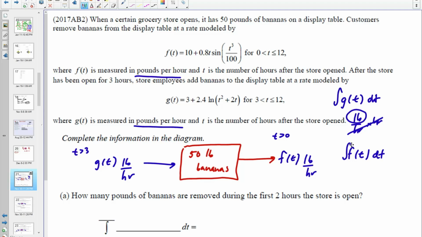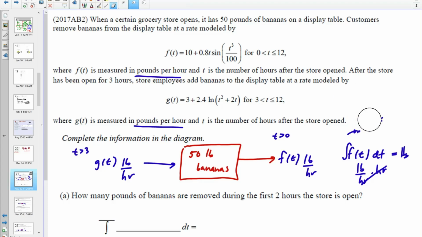And the other thing to see is that when you integrate, you lose one of these divided by hours. So if I started with pounds per hour, like F(t), and I integrate it, then I end up multiplying it by hour. So the answer is pounds.